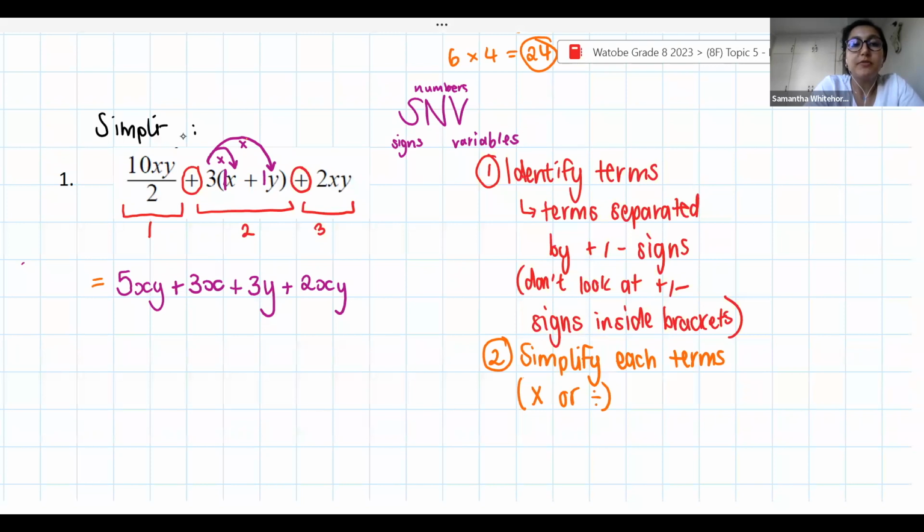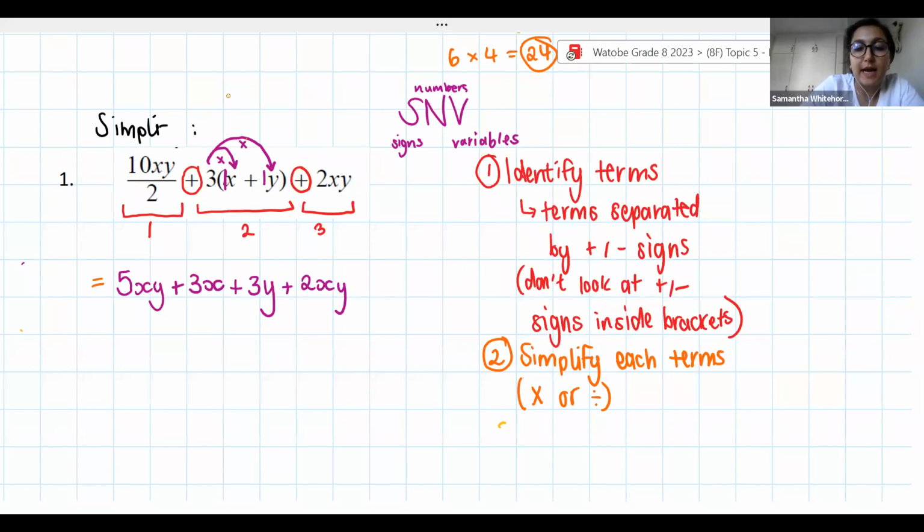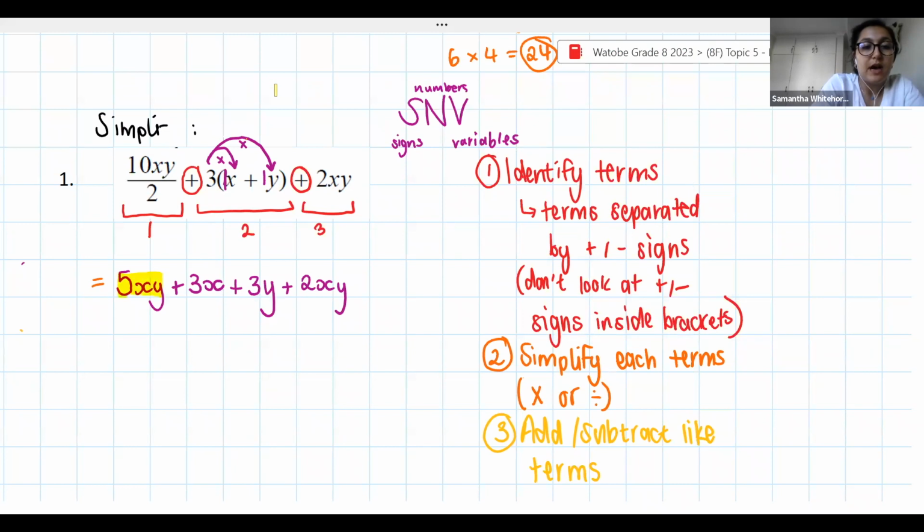So once we've simplified all of our terms, what we then want to do is add and subtract all of our like terms. Now, guys, remember, like terms are terms that have the same variable and exponent. So that's what we need to look out for in our third step. I usually grab a highlighter at this point so that I can highlight my like terms for myself. I've got a term with x and y in it. So all of the terms that have both x and y in it are like terms.